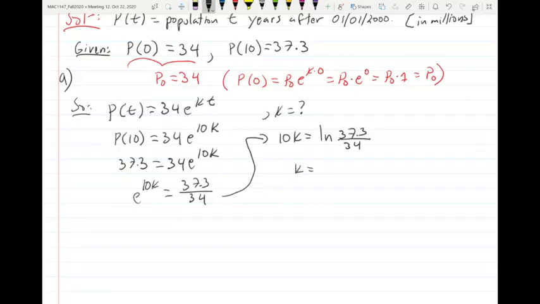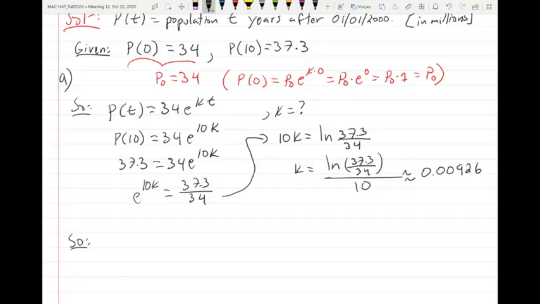So finally, k is going to be ln of this divided by 10. This is the exact value. And like the problem said, let's approximate this to 5 decimal places. So what do we get? 37.3 divided by 34, ln of that, and then divided by 10. We get about 0.00926. That's the approximation.